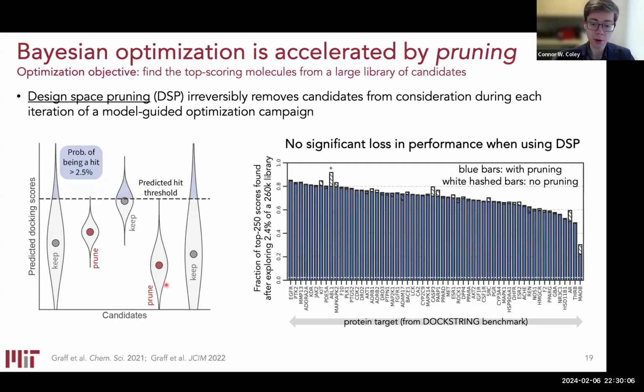But some molecules look so bad that we don't think they will ever be competitive with the best structures, so we can actually remove those entirely. And this gives us another maybe factor of 2 computational speedup. And we see in this complicated bar chart that we don't actually lose any performance. That's all this is saying. If we do model-guided Bayesian optimization with this pruning step versus without the pruning step, we basically get the exact same results.